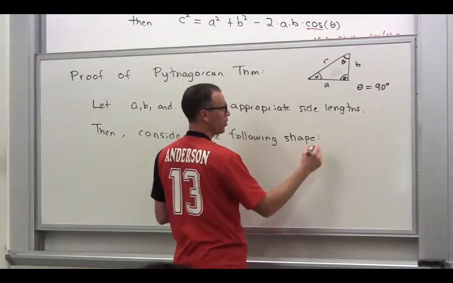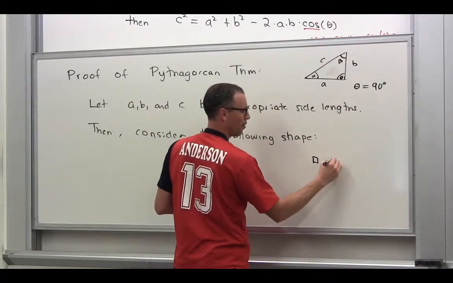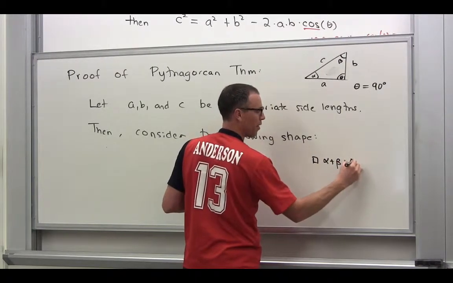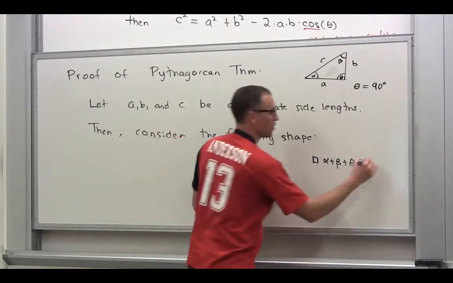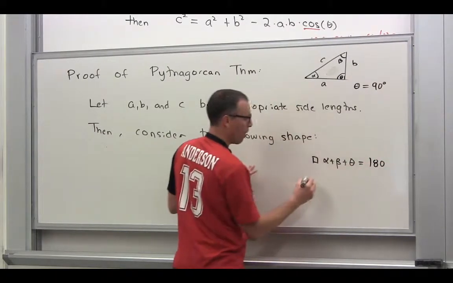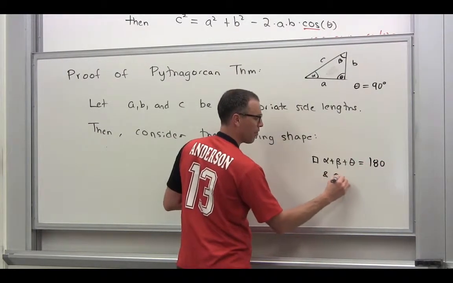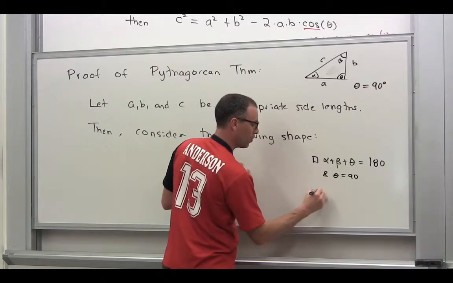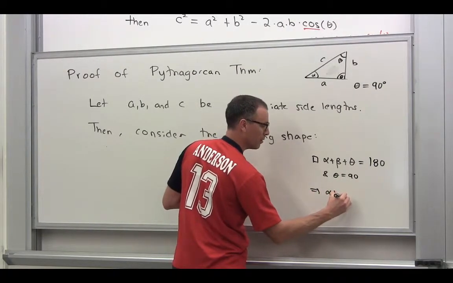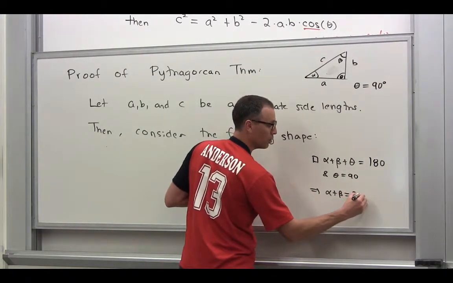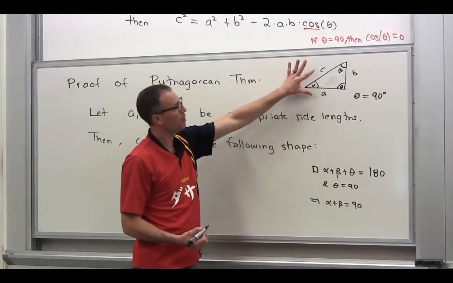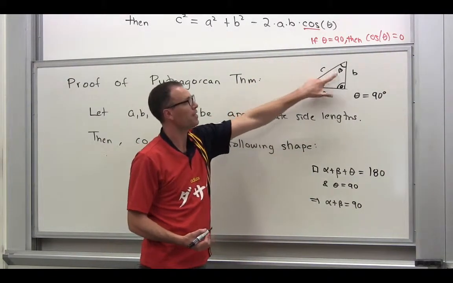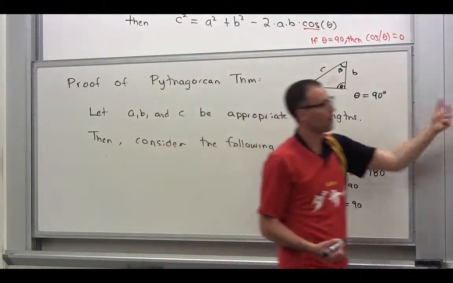What do you know immediately? So consider that shape. What do you know about alpha plus beta plus theta? If I take those 3 angles, what do you know? That's 180 degrees. But we knew that theta was equal to 90, which implies what about alpha plus beta? Those are equal to 90 together. So alpha is the angle between A and C. Beta is the angle between C and B. Let's go ahead and label these.